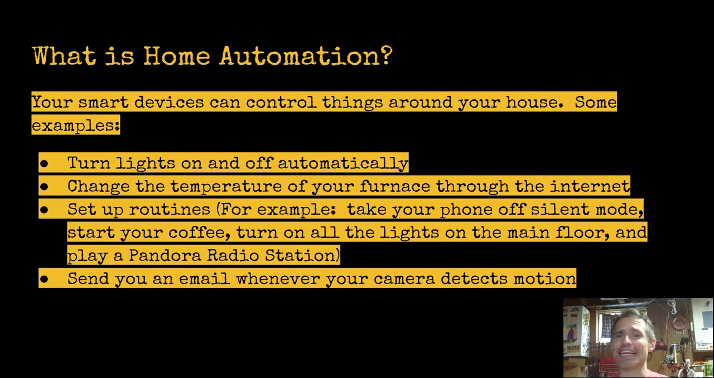You can even have it send an email. You could have it send a text message. It could do pretty much anything that a computer can control. You could also have it send you an email whenever your camera detects motion, anything like that. These are examples of home automation. And I promise I will hurry up.